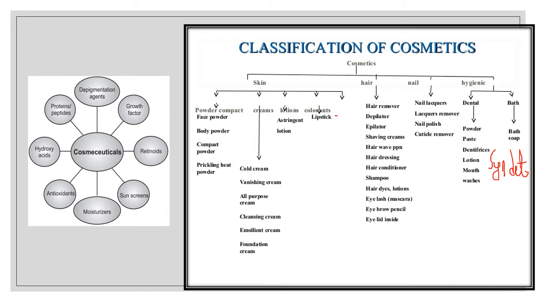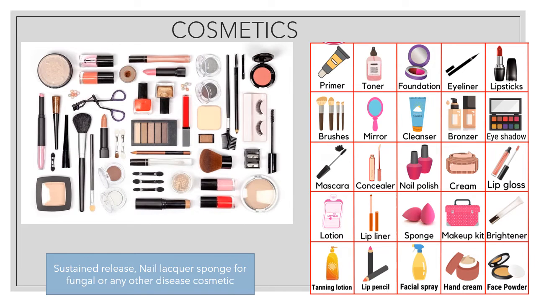So cosmetics could be classified roughly as depigmentation agents, skin cleansing agents, anti-acne, anti-prickly heat, anti-wrinkles, retinoids, growth factors, moisturizing, antioxidants, and so on and so forth. These are a few images of the cosmetics available: concealer, highlighter, compact powder, eyelashes, mascara.